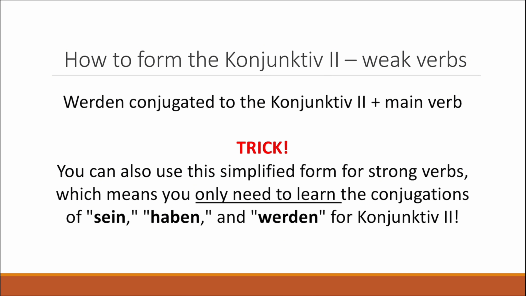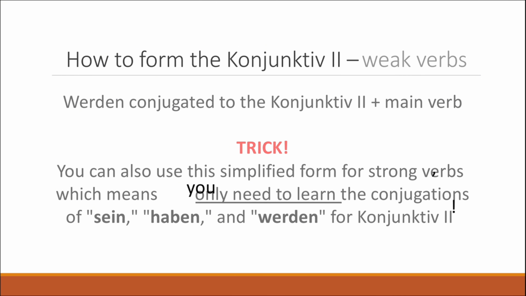You can also use this simplified form for strong verbs, which means you theoretically only need to learn the conjugations of sein, haben, and werden for the Konjunktiv II. Now, in German, in the oral form, you wouldn't necessarily use the complex form in order to talk about conditional sentences. So even for strong verbs, you can use this rule. So this is kind of a bonus for you.